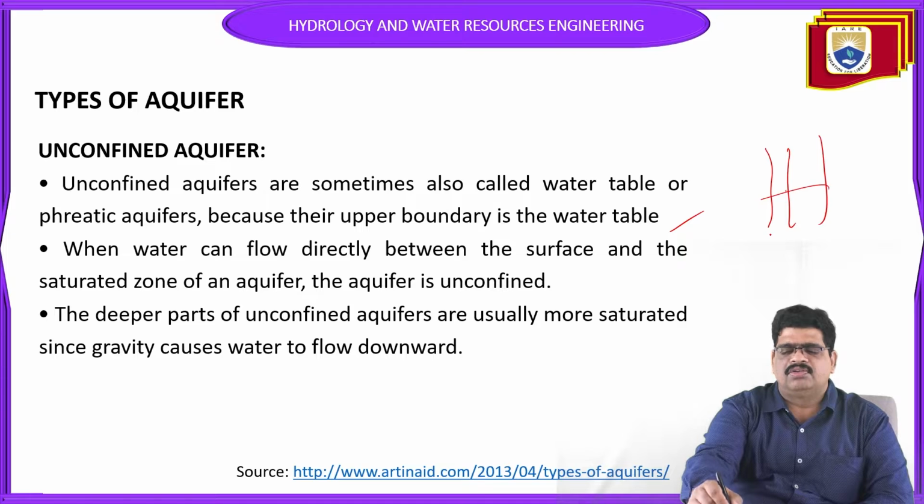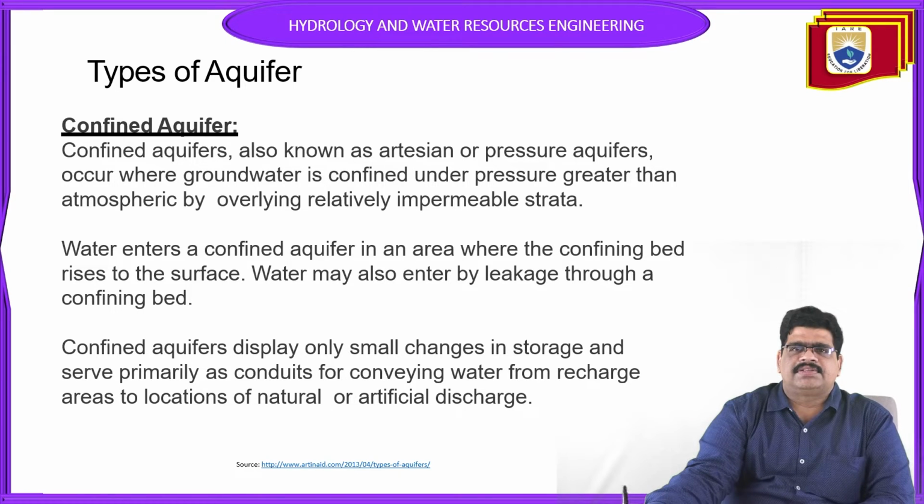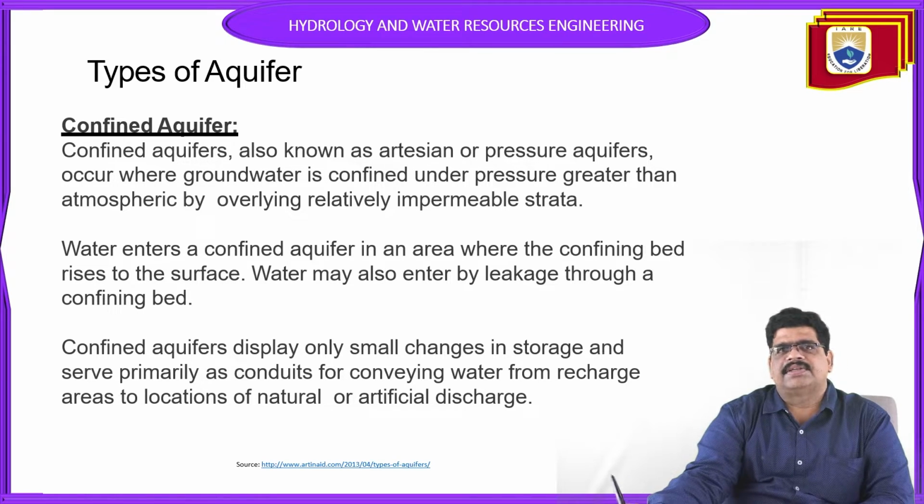Due to the downward direction, this is called unconfined aquifers. So the second one is confined aquifers. What is meant by confined aquifers? Confined aquifers are also known as artesian or pressure aquifers; we call them artesian and pressure aquifers.